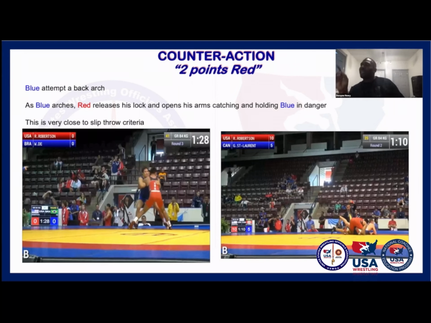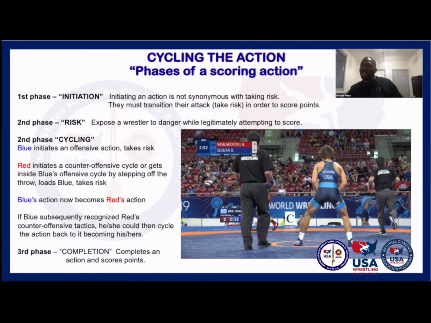Let's see. Okay, and then our last portion is going to be phases of scoring actions. So there are pretty much 3 phases. There's basically the initiation, which is someone taking a significant risk to get what they need to do, right? To get that action. Okay, there's risk, which exposes the wrestler to danger or legitimate attempting scoring situation, and then there's the completion of it. Cycling actions can happen in freestyle.